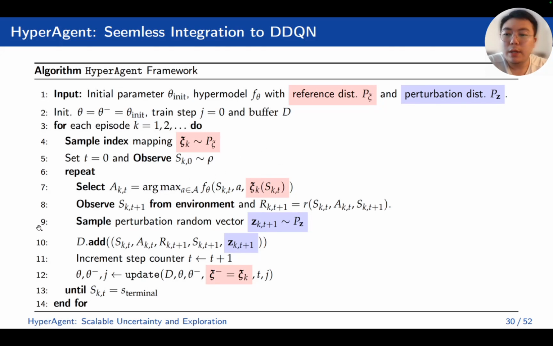function. And in line 9, we sample a random vector that will be useful for quantifying uncertainty in an incremental way. We don't resample this perturbation for the history data set. Instead, it is an incremental sampling process. So this makes our algorithm incrementally updatable. The incremental nature I emphasize many times because it's very essential to achieve logarithmic per step computation.